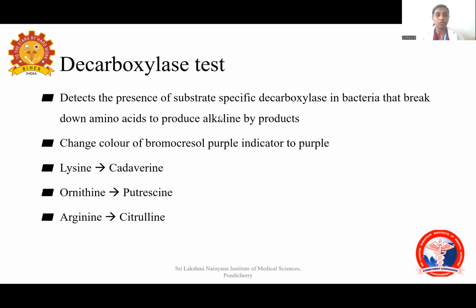We use bromocresol purple as the indicator. When the medium becomes alkaline, it will change to purple color. So when alkaline end products are formed, the bromocresol purple will change to purple. If you are using the amino acid lysine, it will be decarboxylated to cadaverine. For ornithine, the end product is putrescine. For arginine, the product is citrulline.